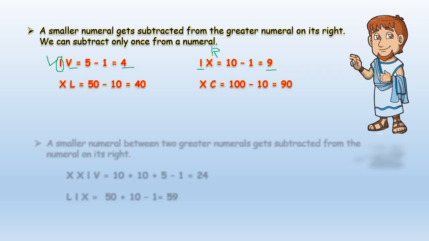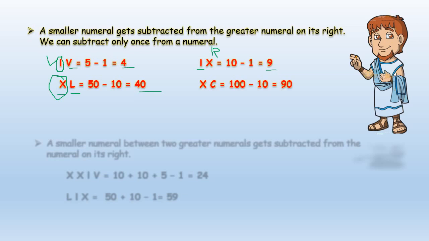Now come and see the next one. Which is smaller, X or L? X is smaller. Why is X smaller? Because X's value is 10 and L's value is 50. So the smaller number is coming on the left hand side. So here we are going to subtract from the bigger number, that is L. So 50 minus 10 is equal to 40.